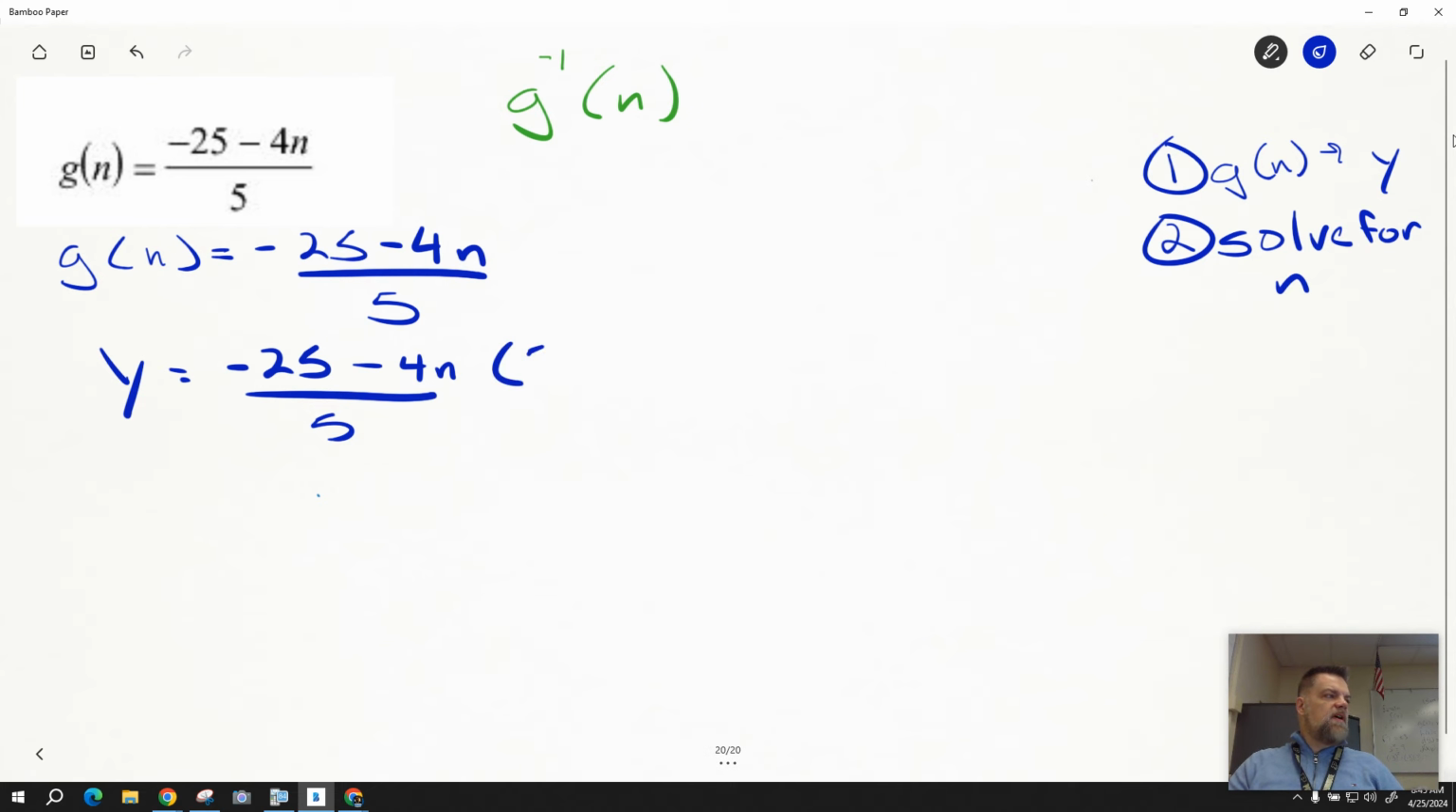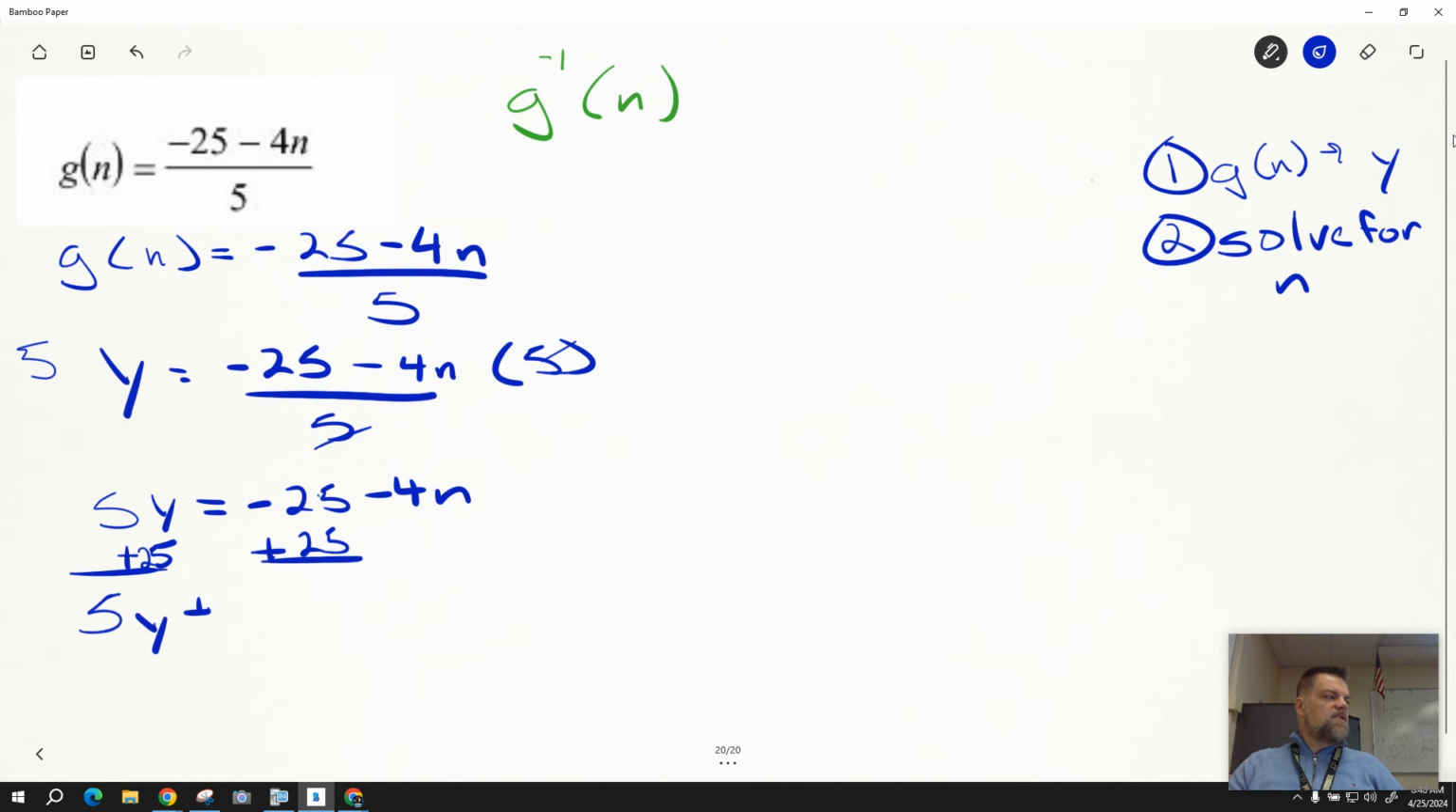So multiply by 5, multiply by 5. I get 5y equals, these will cancel, 5 divided by 5 is 1. I get negative 25 minus 4n. Add 25 to both sides. And I get 5y plus 25 equals negative 4n.